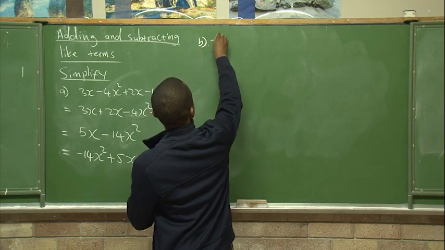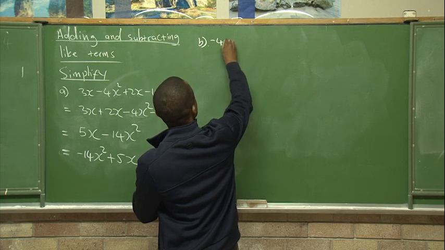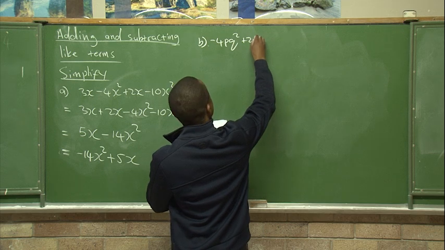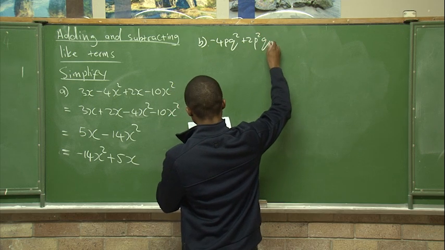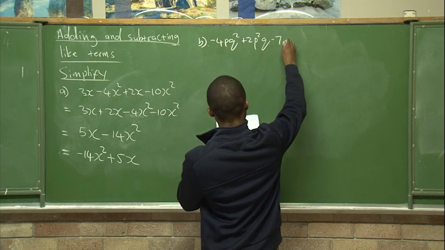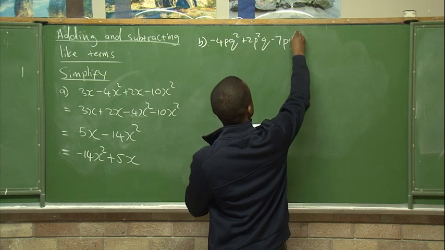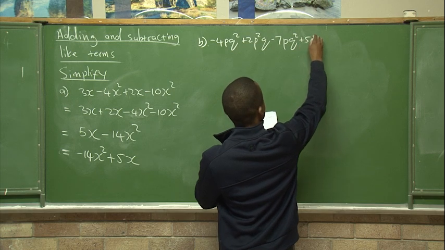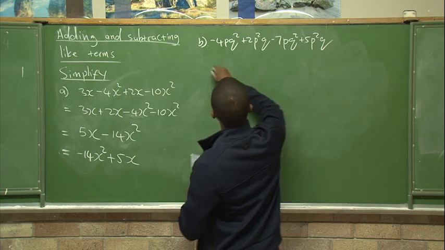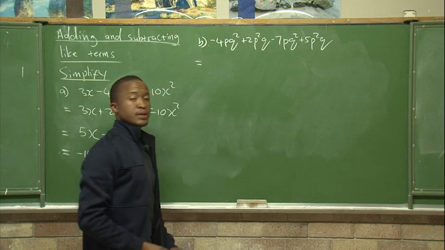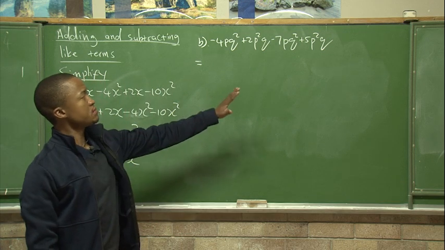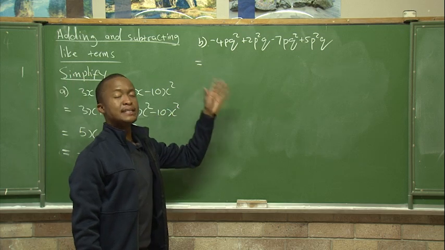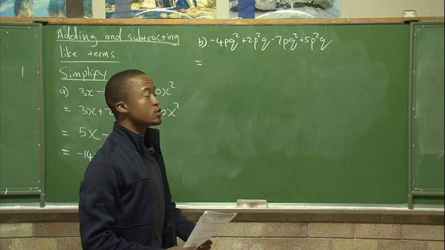Let us put this. We have negative 4pq squared plus 2p squared q and 7p cubed q squared plus 5p squared q. Right, so that's what we have. We have these four terms and want to simplify. In order for us to simplify, we need to identify the right terms and collect them together.